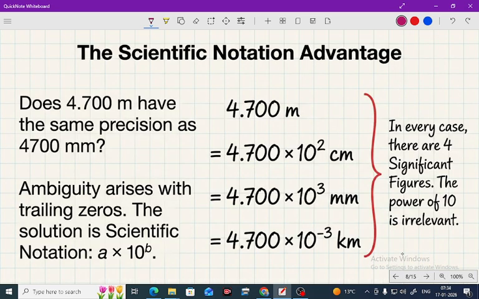The scientific notation advantage. If we use scientific notation, we can express the number clearly in terms of significant figures.